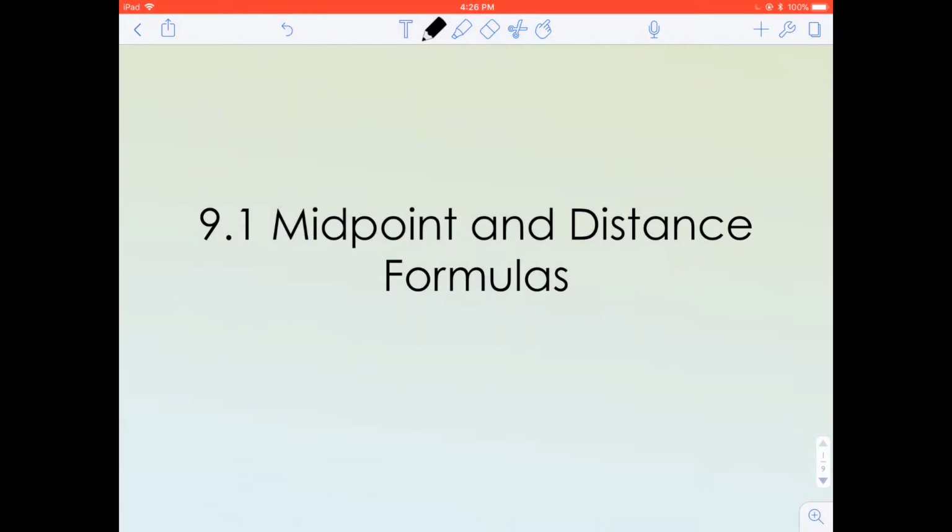Hi guys! Today we're going to be going over 9.1, which is the midpoint and distance formulas. The reason why we're not doing a lesson in class on this is because it's pretty simple material that I know you've seen before. So there's not even going to be homework on this section. It's just going to be make sure you watch it and understand what's going on.